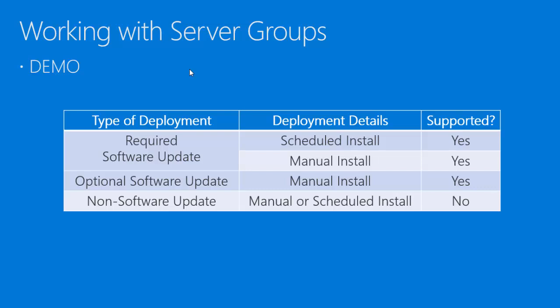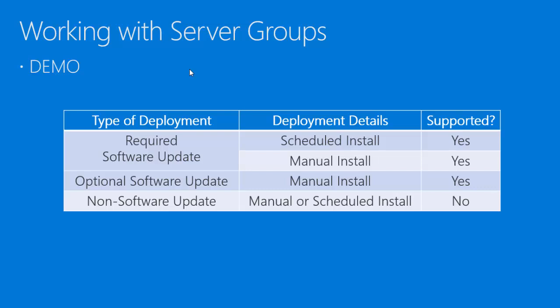The most common deployment of software updates where server groups could be involved would be where you have a required software update and you have a scheduled install time for that, a requirement to install at a certain time. And so the question is, do we support server groups in that scenario? Absolutely. If we didn't support it there, then it wouldn't be useful at all, right?